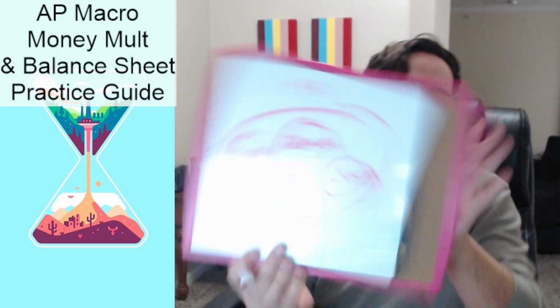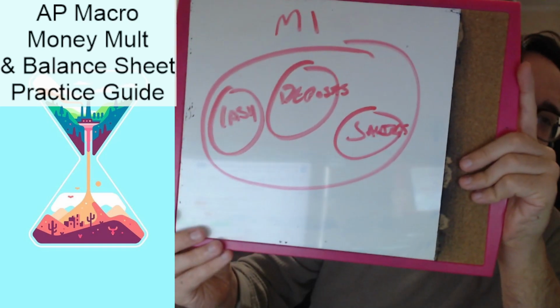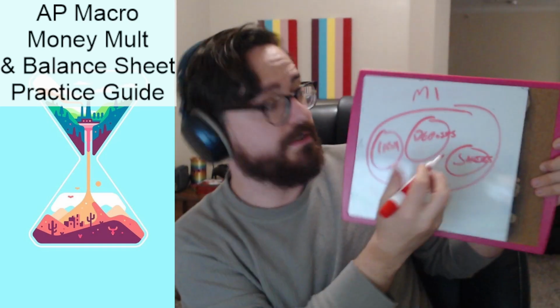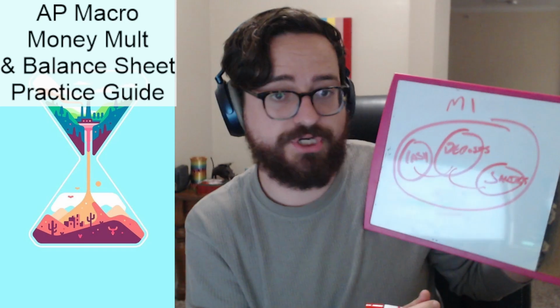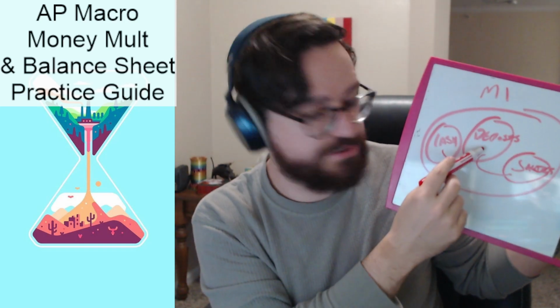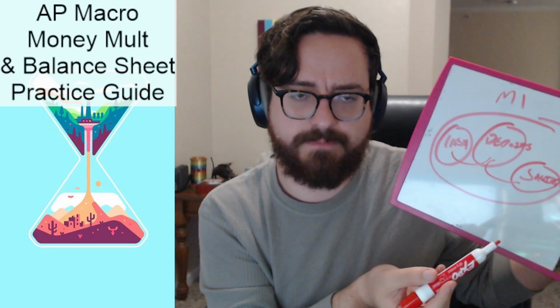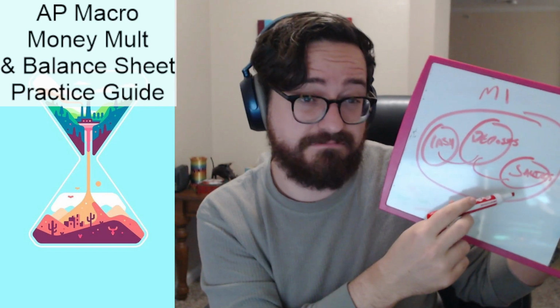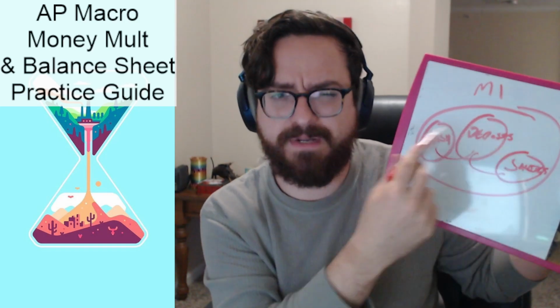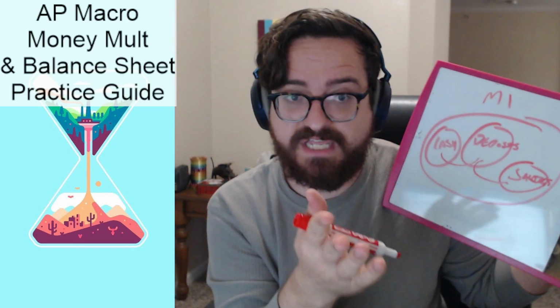M1 is comprised of three things. You have cash, you have deposits, and you have savings. Bad drawing, but you have cash, deposits, and savings. They're all in M1. Moving money between these three things does not change M1's total value. 500 less of deposits, and now it's in cash. M1's still the same. It's just which of these three things it's in that has changed, but the total amount of money in M1 hasn't changed. If you put money into your savings account, M1 doesn't change.